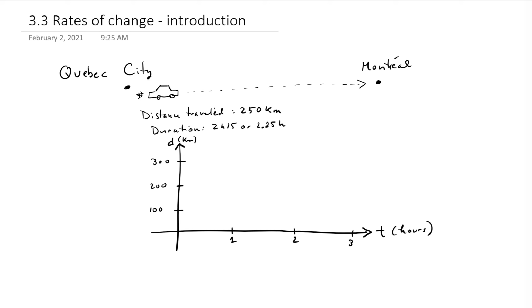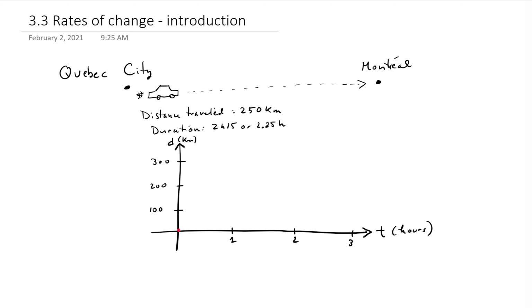hours. Now, there's nothing that says here that he's driving at a constant speed, or that he didn't stop for a bathroom break or maybe for lunch. So one way to illustrate what his trip could be like is to create a graph where the x-axis is actually the t-axis for time, so time in hours, and the y-axis is actually the d-axis, where d represents distance traveled.